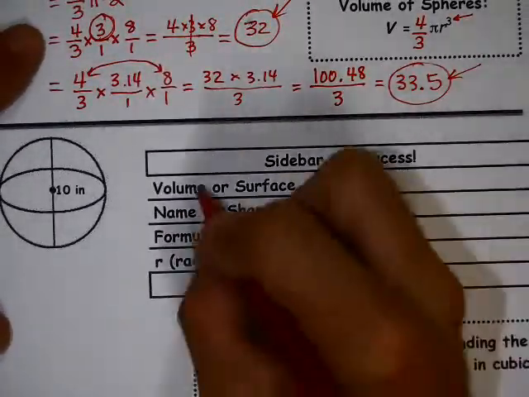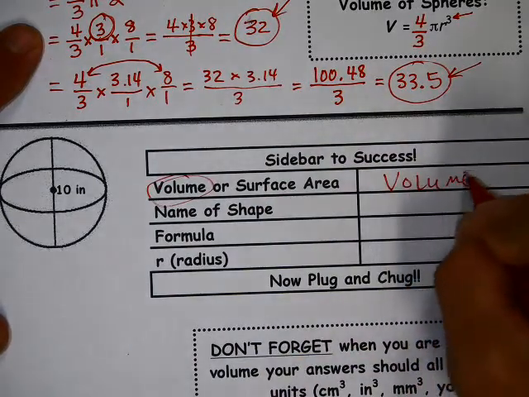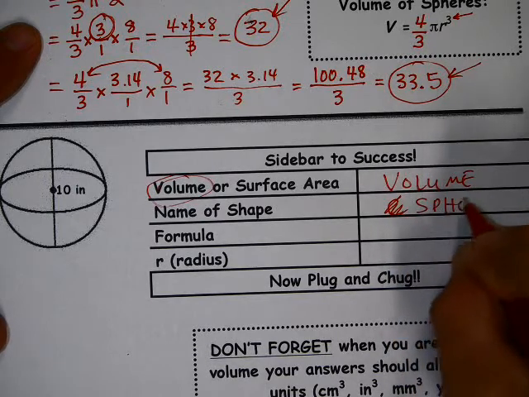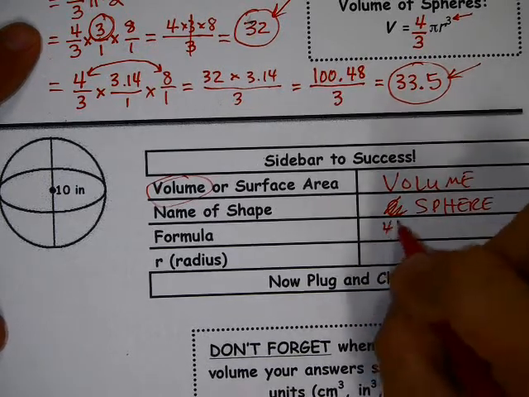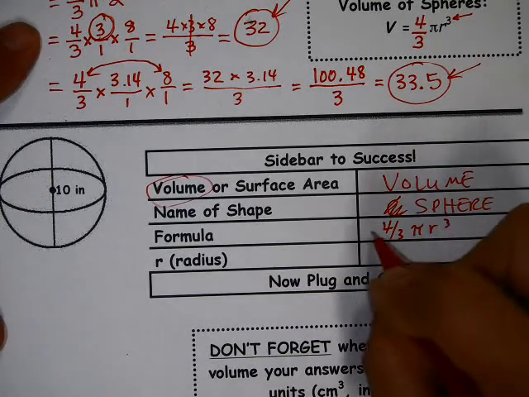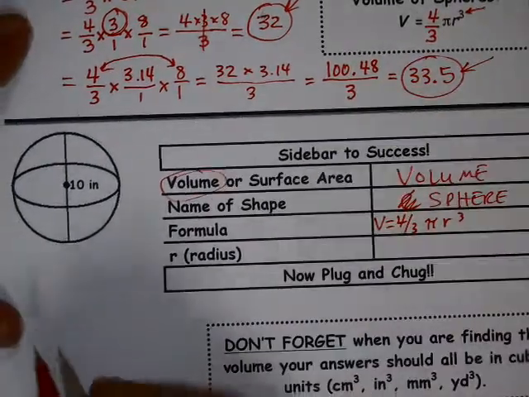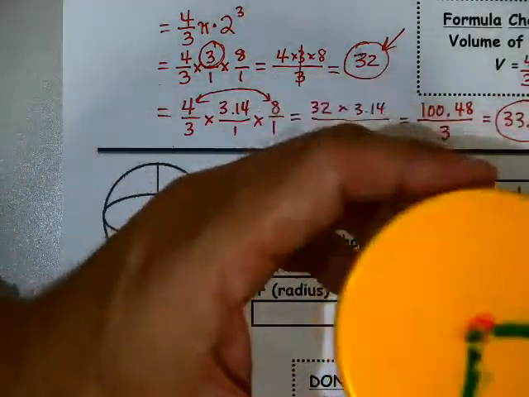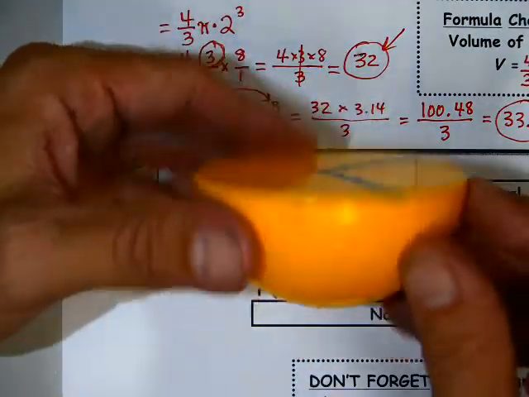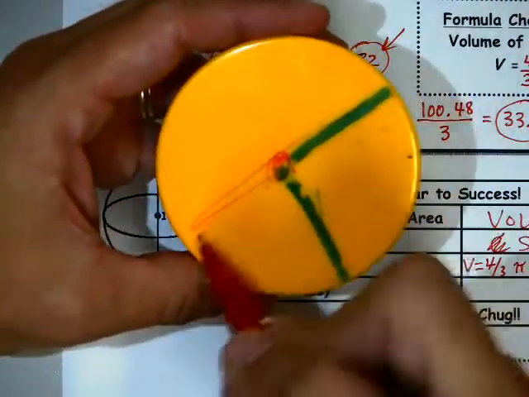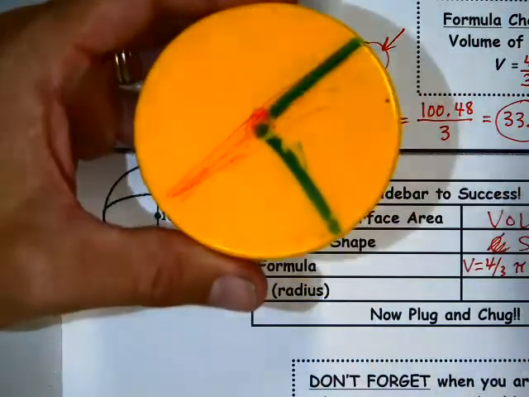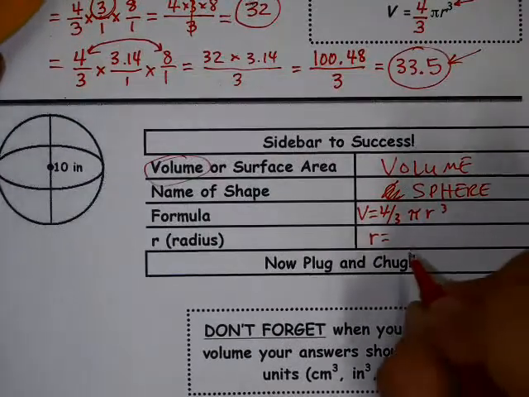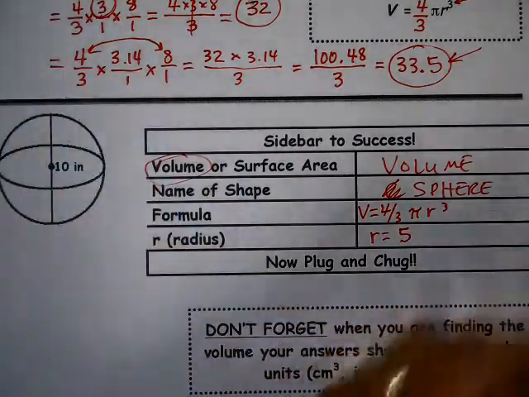Volume or surface area. Well, again, we're doing volume. The name of the shape is a sphere, spelled terribly. I'm going to start over. Sphere. The formula, 4/3 pi r cubed. The radius. Now, this one, if we look, they have that line going all the way through. Okay, so if this was our sphere, and we imagine the whole thing, they're giving us the line that goes all the way across it. Okay, and we know that's the diameter. But the formula asks for radius. So we're going to cut that number in half. Radius is going to be 5.